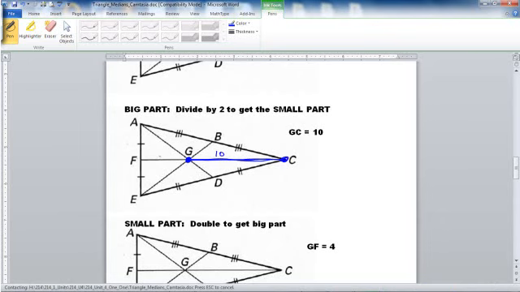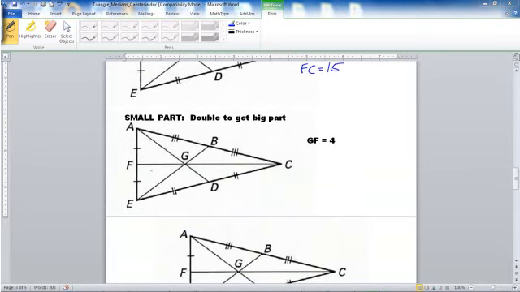If you remember up above, that was the relationship. If I doubled the small part to get the bigger part, or I take the bigger part and divide by 2, so that's 5. So I know FG is going to be 5. And then FC, the whole thing, I just add these two parts together. 5 plus 10 is 15.